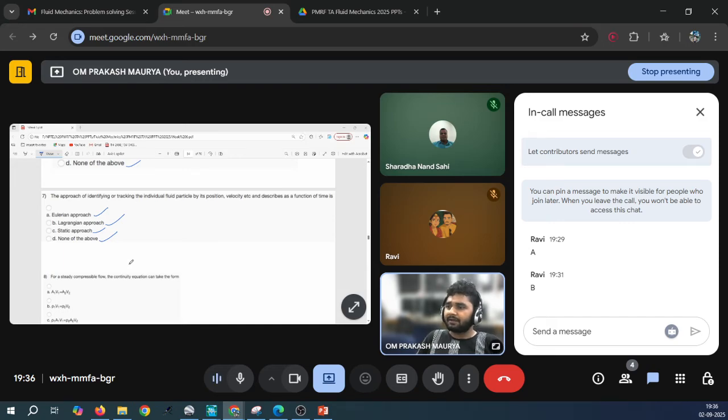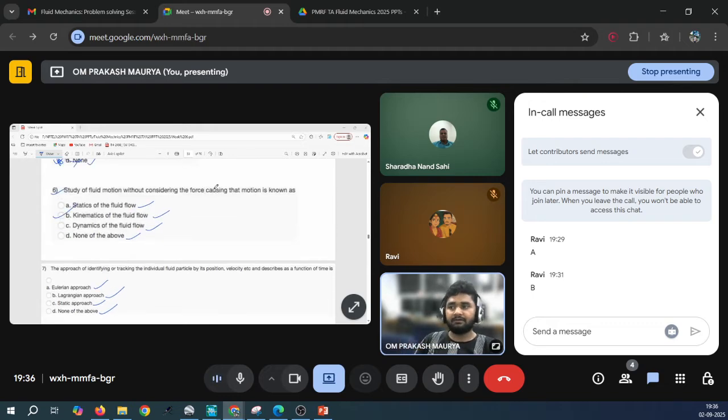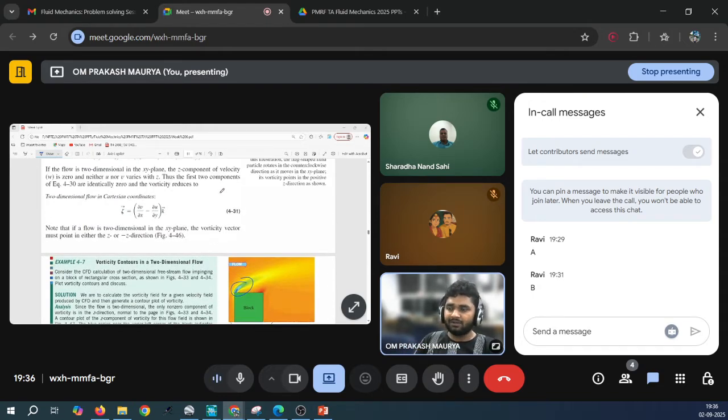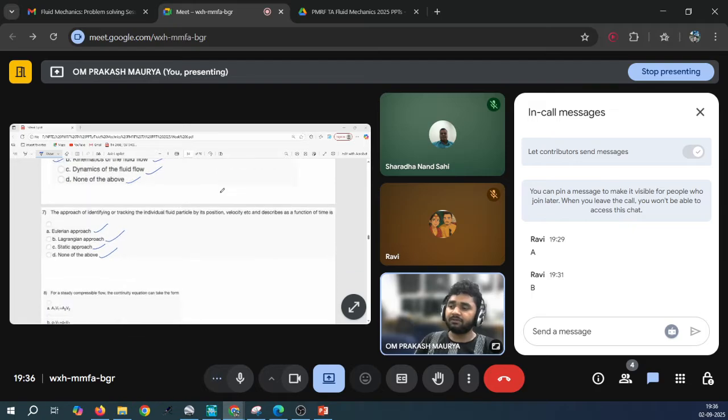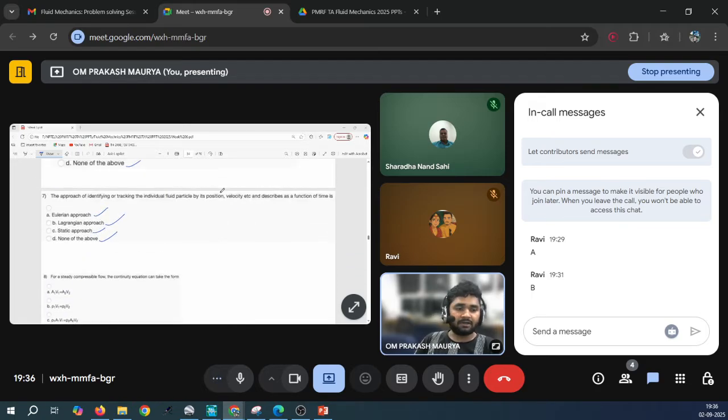Here you are tracking the individual fluid particle. Please think on that. The content related to this question I have already given in the above slides. Once I upload this PDF, you will find the content as well as the questions. So let us discuss the question first. Sir has already told you about the content.